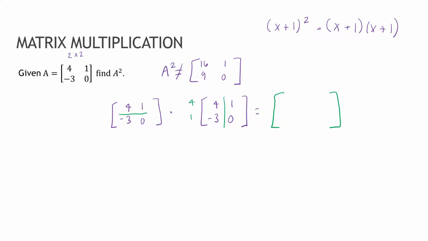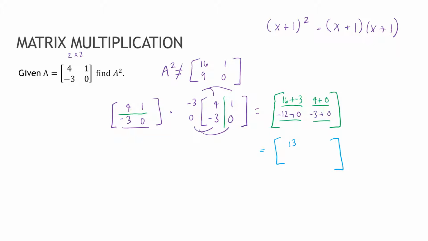So I'm going to take my first row, and I'm going to say 4 times 4 is 16. And again, you can draw your little lines to help you remember. 16 plus negative 3, and 4 plus 0. And then I erase that and do my next row. Negative 3, 0 would be negative 12 plus 0, and negative 3 plus 0. So my final answer, 16 plus negative 3 is 13. 4 plus 0 is 4. Negative 12 plus 0, and negative 3 plus 0. And that's my final answer.